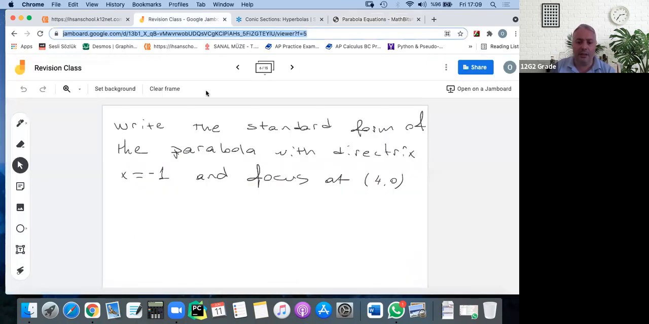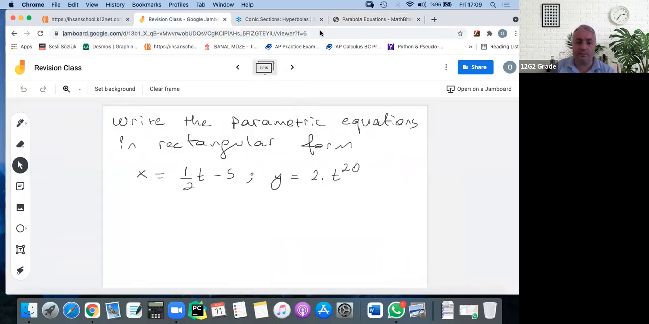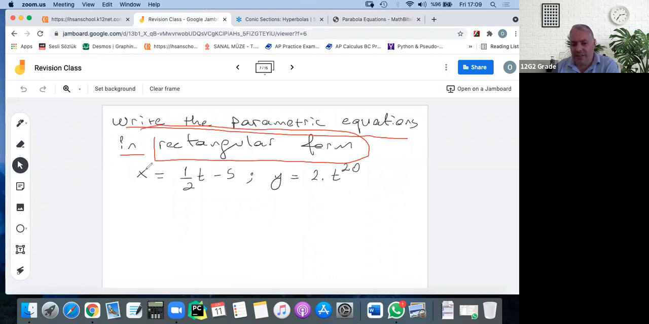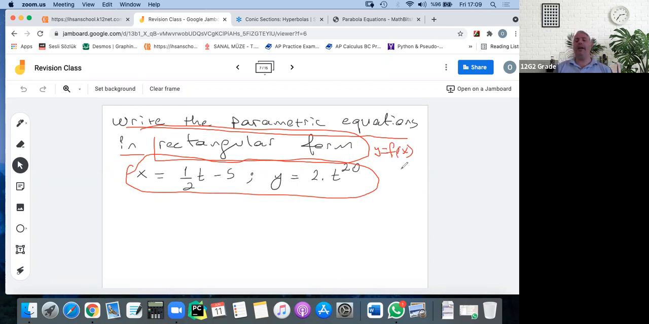Now, let's turn back to the other question. Here. Yeah, it's a very important question, and it is so simple. Write the parametric equations in rectangular form. So this is called a parametric equation. I will write this in rectangular form. What does rectangular form mean? Rectangular form is y is equal to f of x. That's it. So I will say y equals something in terms of x.